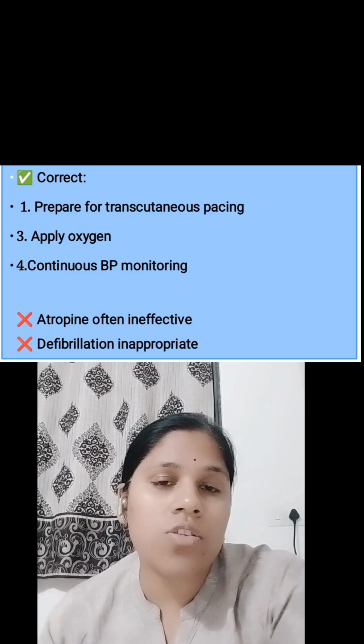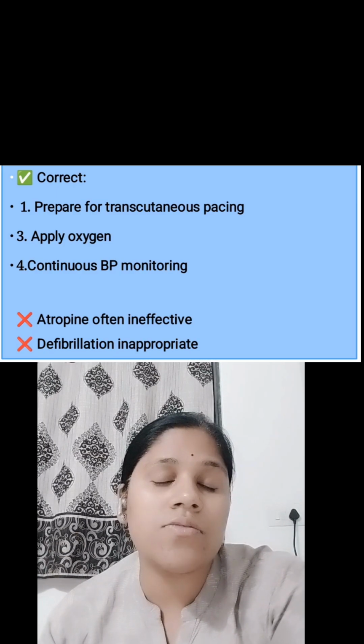And we need to apply oxygen as he is having a very low heart rate, and we need to secure the airway. This is also a good option. And continuous BP monitoring has to be done because we are giving pacing from an external source, and the BP and heart rate of the patient are very low, so we need continuous BP monitoring.